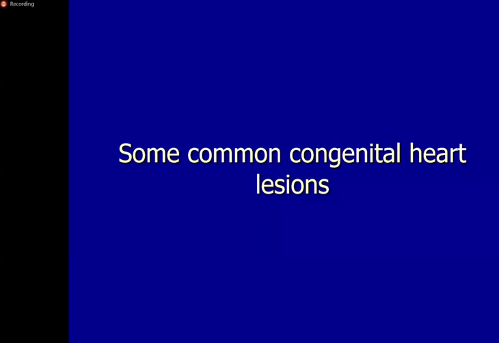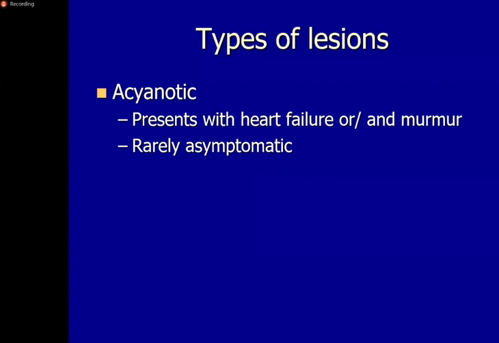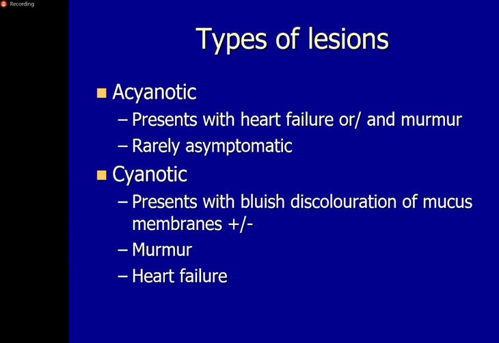So if you look at some of the common congenital abnormalities, as I said earlier, there can be acyanotic, where there is no cyanosis, and mainly they will present with heart failure or an incidentally detected murmur, and they can rarely be asymptomatic also. Or it can be cyanotic, which is quite obvious. Even the parents will notice that, and they will bring the child to the medical facility. So there will be discoloration, which could be of the skin as well as the mucous membranes.